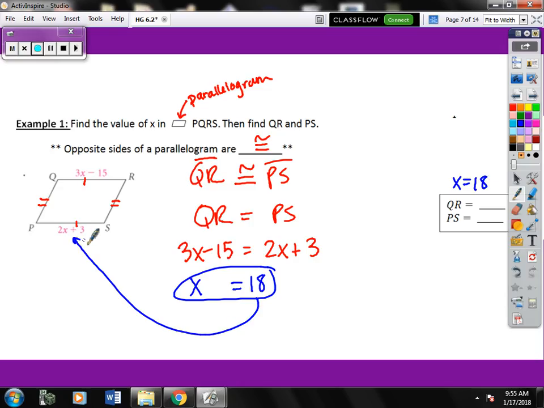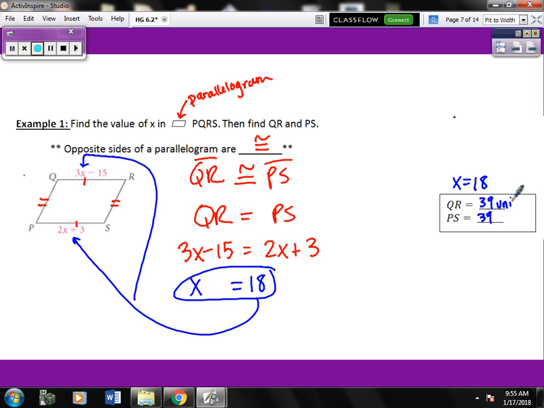So take that 18 and plug it back in. Joseph? 39. Okay, we should be getting 39 for each of them. Technically, that's 39 units, because they didn't tell us if it was inches or feet or whatever, but sometimes they will. Don't put degrees on angles.